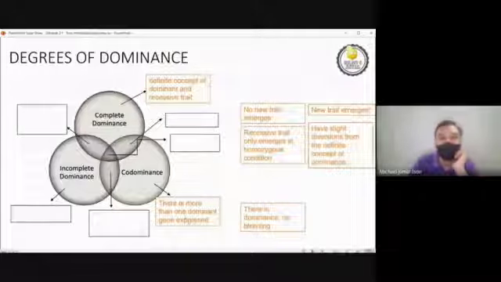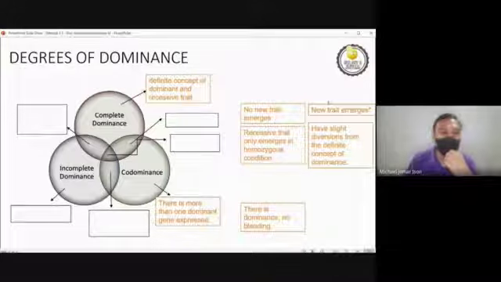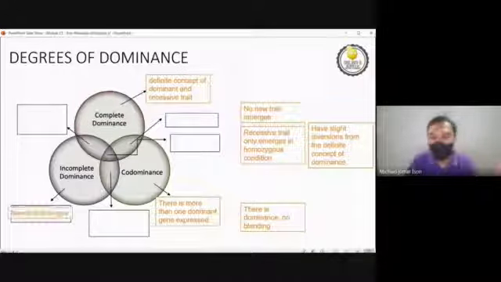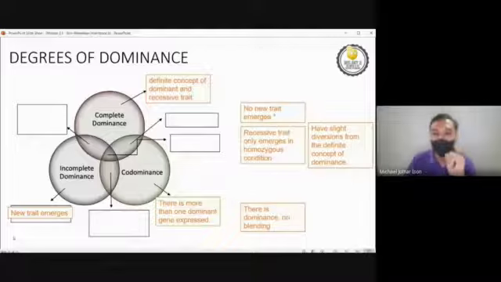How about the third one? New trait emerges. Where do you suppose this should be placed? Is it a complete dominance, codominance, or incomplete dominance, or somewhere in between? New trait emerges. What do you think? They should be placed over here, because we already know that incomplete dominance would be producing a third phenotype in addition to the two parents' phenotypes.